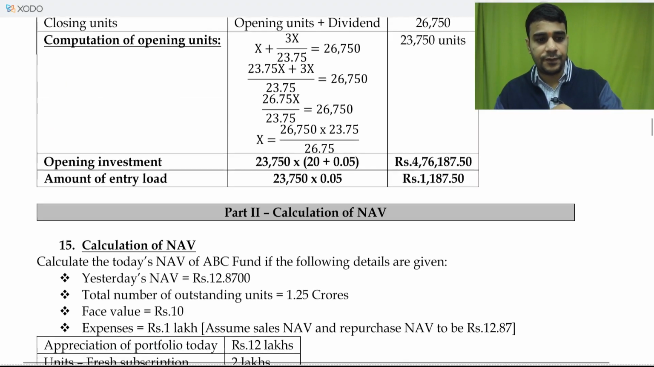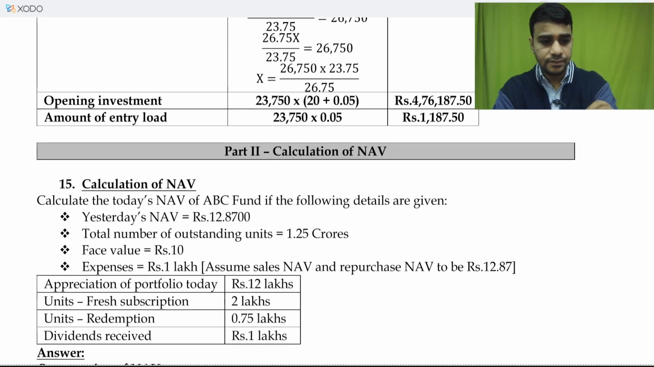Let's come to 15. Calculate today's NAV of ABC fund if the following details are given: yesterday's NAV, total number of outstanding units, face value, expenses, appreciation, fresh subscription, redemption, dividend received. Go through this.